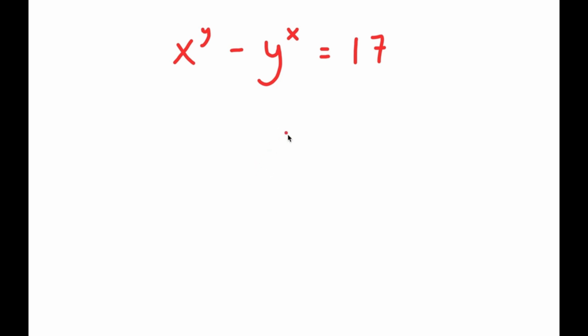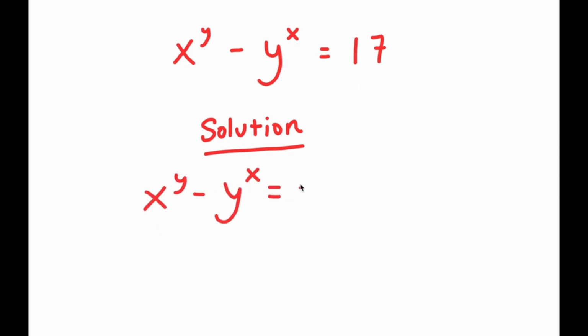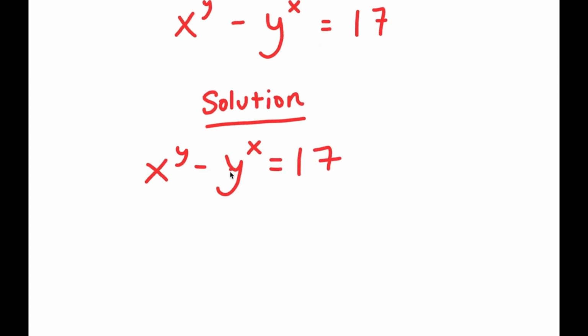Alright, so in this problem, I have x to the power of y minus y to the power of x is equal to 17. So, to solve this problem for my solution, I'm going to first rewrite the equation right here. Now, to start, just by looking at this equation, what can we infer?